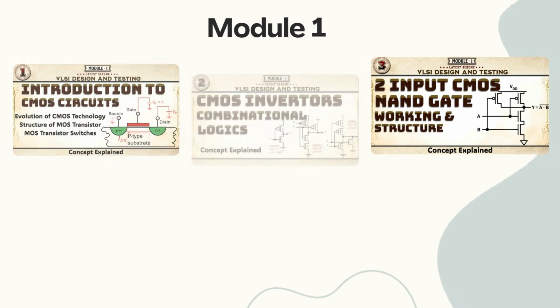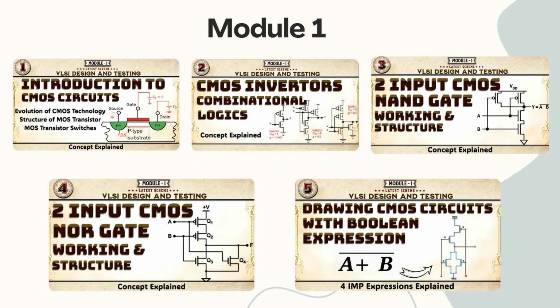So one by one, now I'm going to discuss each module, what we have done till now. In the first video from module one, we have discussed the introduction of CMOS circuits. Basically the complete basics: what we mean by a CMOS circuit and the evolution of CMOS technology. CMOS is the complementary metal oxide semiconductor, that is CMOSFET. The structure of the MOS transistor, how the switches in the MOS transistor act, and how they resemble the circuits, everything we have discussed in that video.